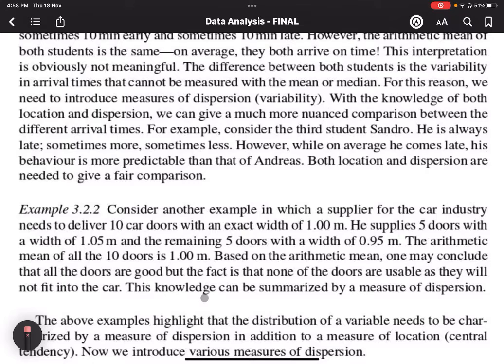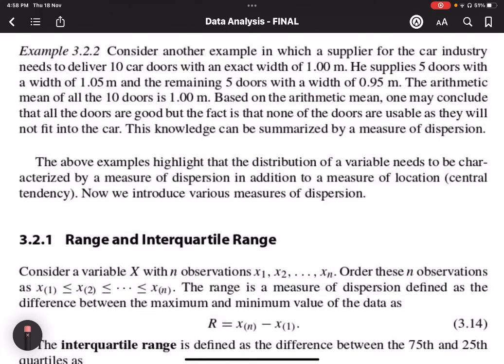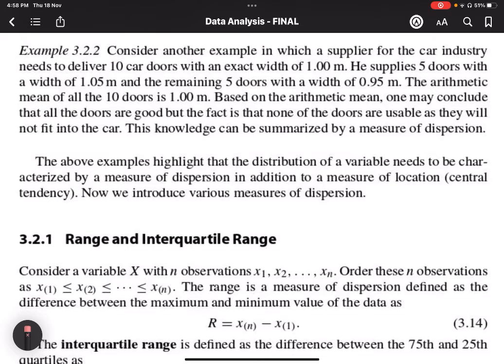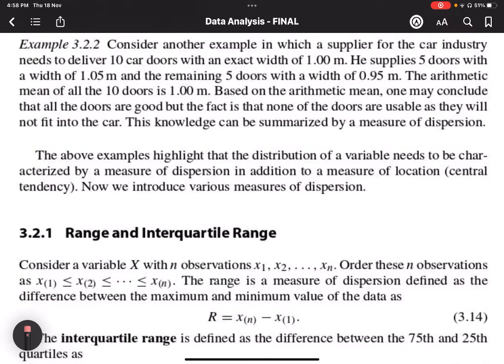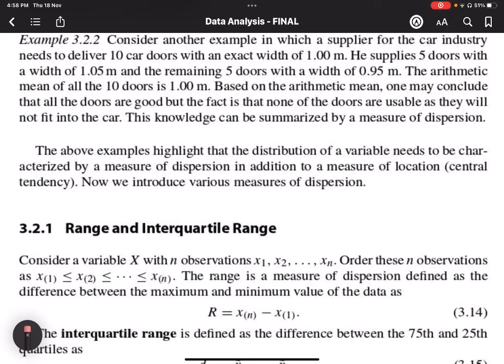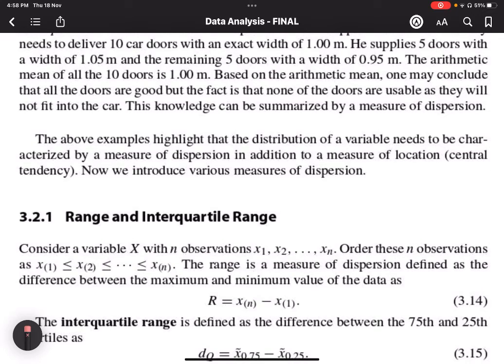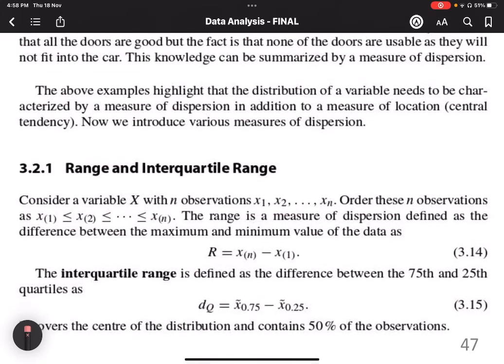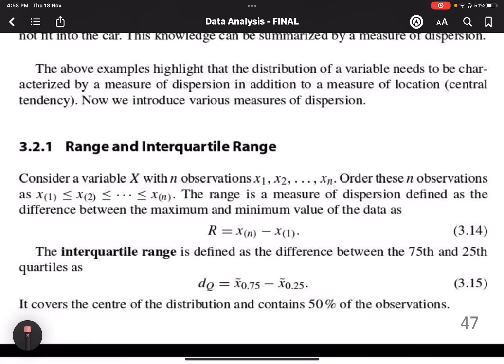So, this knowledge can be summarized by the measure of dispersion. The above examples highlight that the distribution of variable needs to be characterized by a measure of dispersion in addition to a measure of location, or what we call the central tendency. So first method, we have the range and interquartile range.